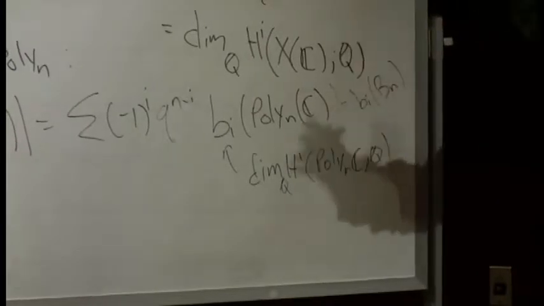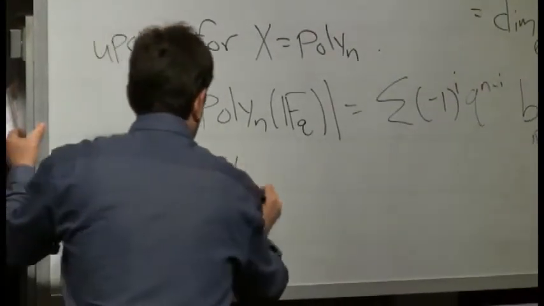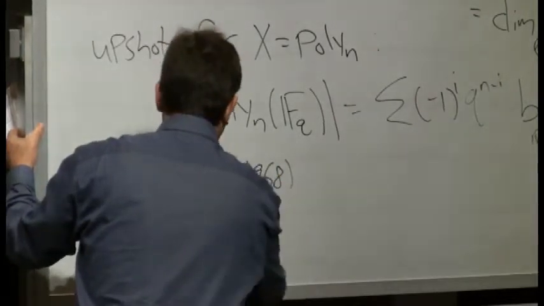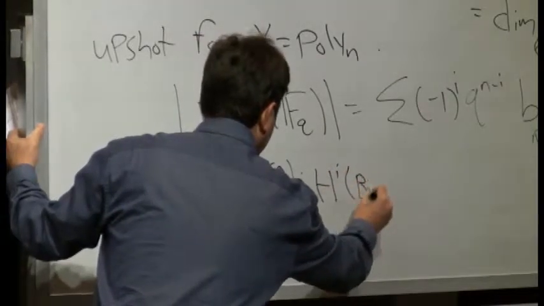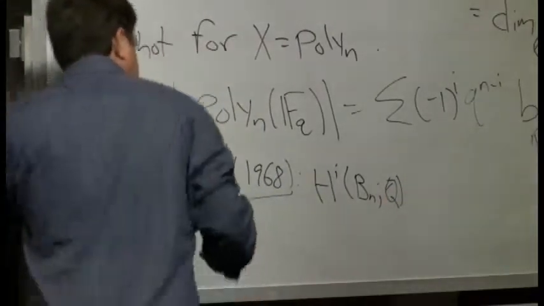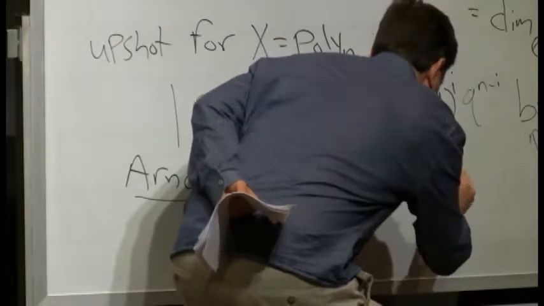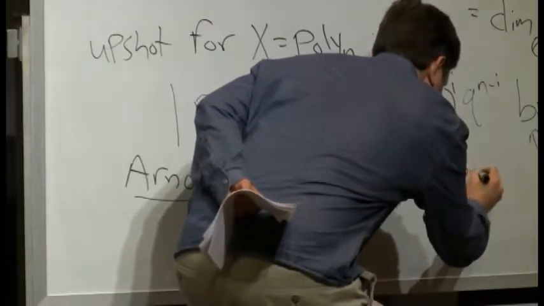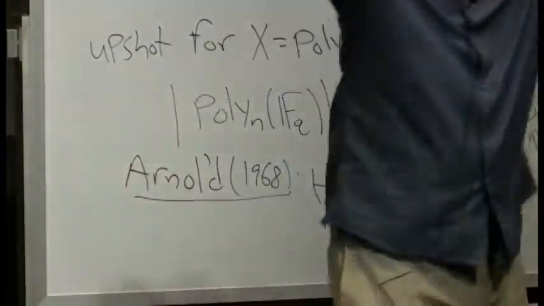So let's just do it. And here's what it is. And by the way, there's one of the first theorems, and it's due to Arnold in 1968. He computed the cohomology of B_n with rational coefficients to be Q in degree 0, since you have a connected space, and in degree 1 there's one cohomology class. Here's what it is. Ready?